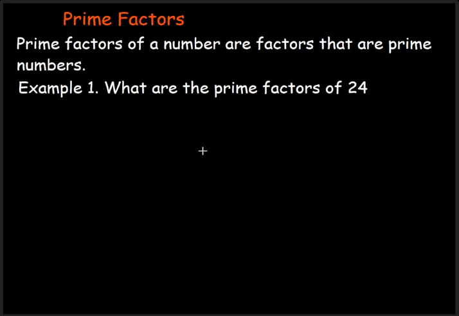Now, for example, if we take 12, what are the factors of 12? We have 1, 2, 3, 4, 6, and 12. From these factors, which of these are prime numbers? 2 and 3. So that means the prime factors of 12 are 2 and 3. That is what we'll be looking at when we say prime factors. Those are the kind of things we are considering.